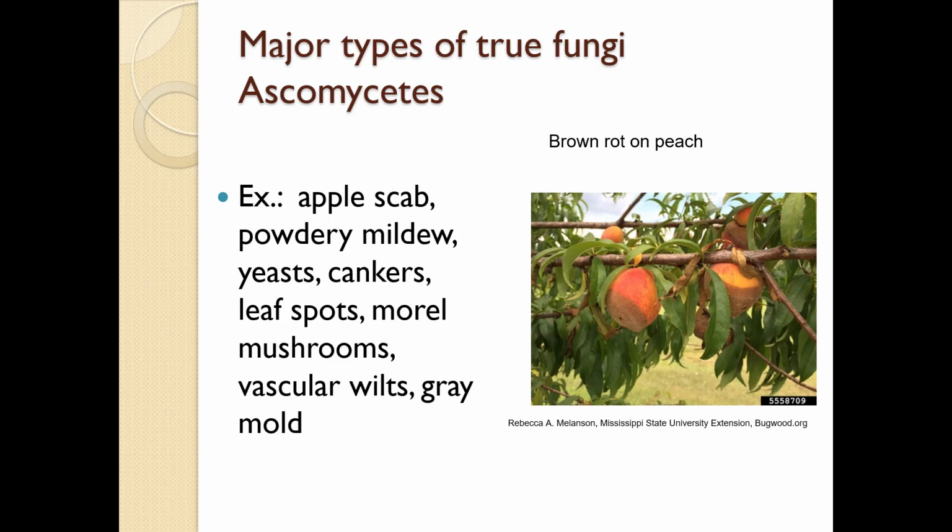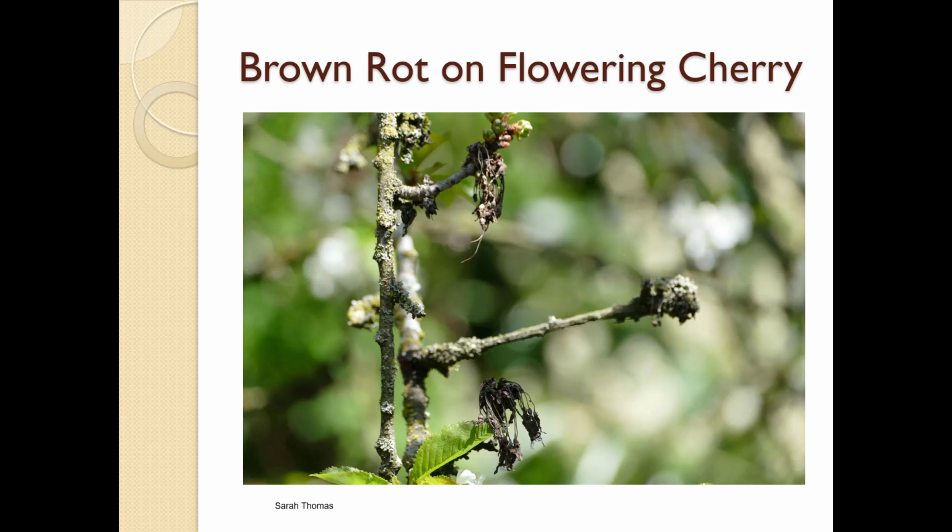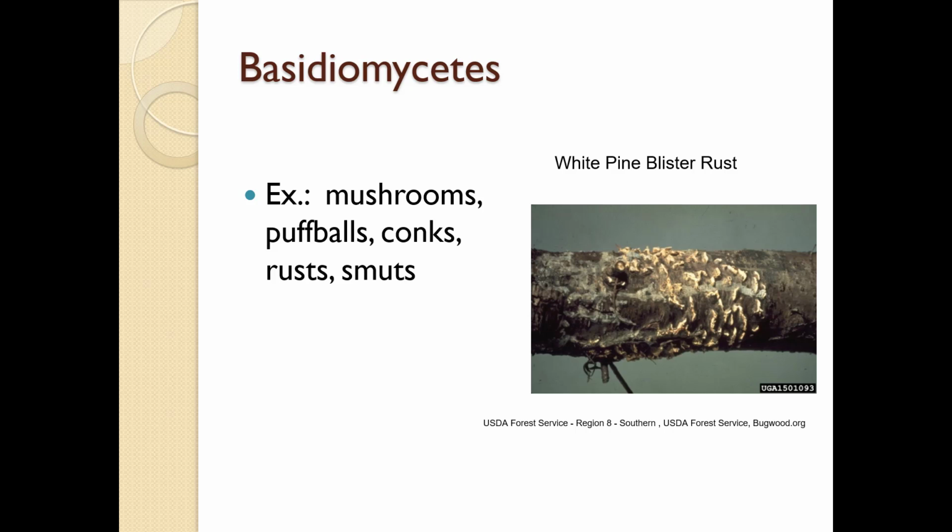And so the major types are Ascomycetes, and included in this group are apple scab, powdery mildew, yeast, cankers, leaf spots, vascular wilts, and gray mold. And here's an example of brown rot, which is in this group, on a flowering cherry. Basidiomycetes are going to have mushrooms, puffballs, conchs, rust, smuts. This is also where a lot of your mycorrhizal fungi are grouped. And here's a picture of white pine blister rust, which I'll talk about when I get to Basidiomycetes.